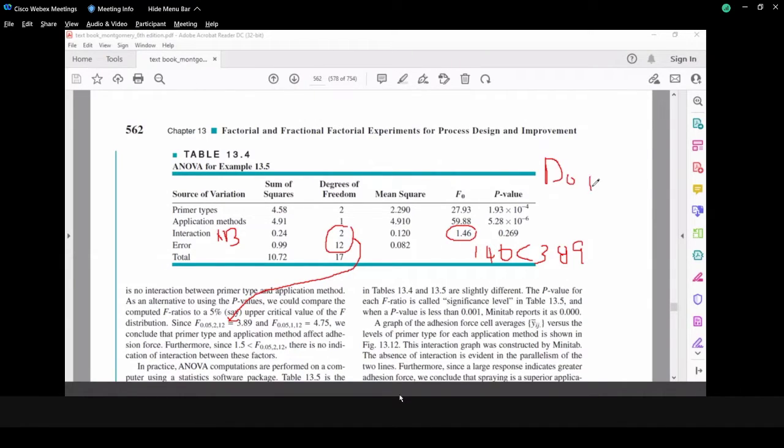Do not reject the null hypothesis. And the conclusion is there is not enough evidence to conclude that primer type and application method affect the adhesion force. What does it mean? Since 1.46 is less than 3.9, there's no indication that an interaction exists.